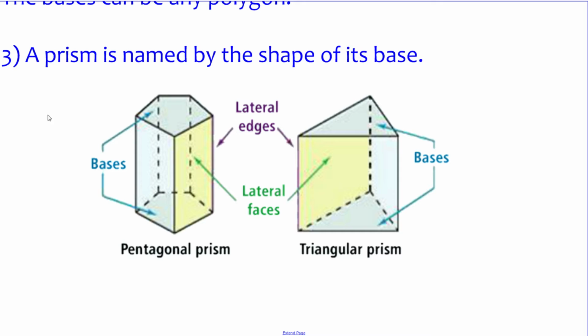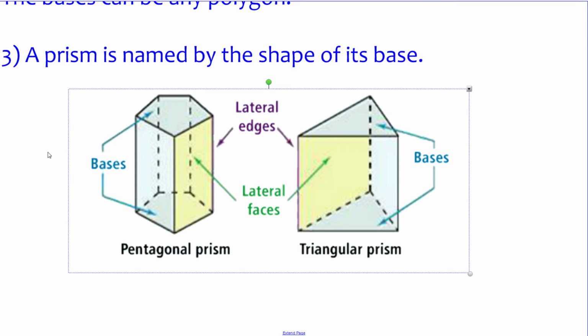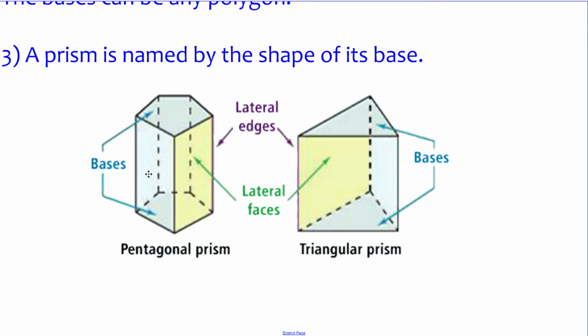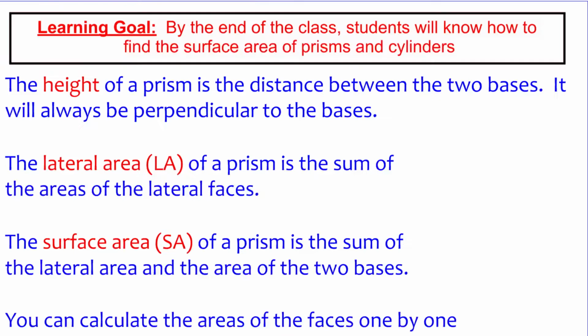If you notice again in these pictures, when we go on the outside, I actually have 5 rectangles around the outside of this one. In this case, I have 3 rectangles going around the outside, so your lateral faces are going around the outside of the shape, in a circle, and they're always going to be rectangles. So a couple more definitions.